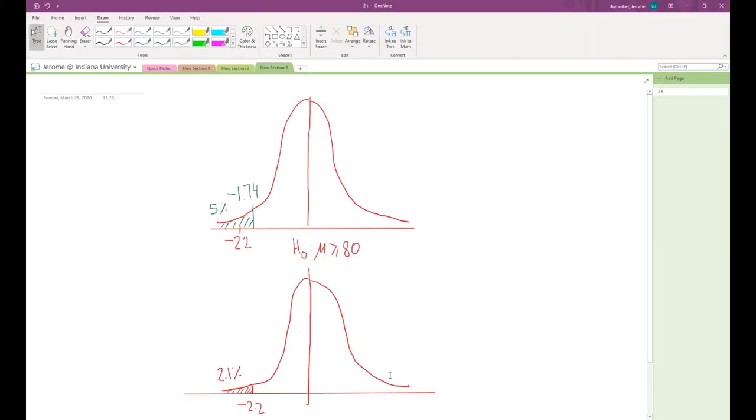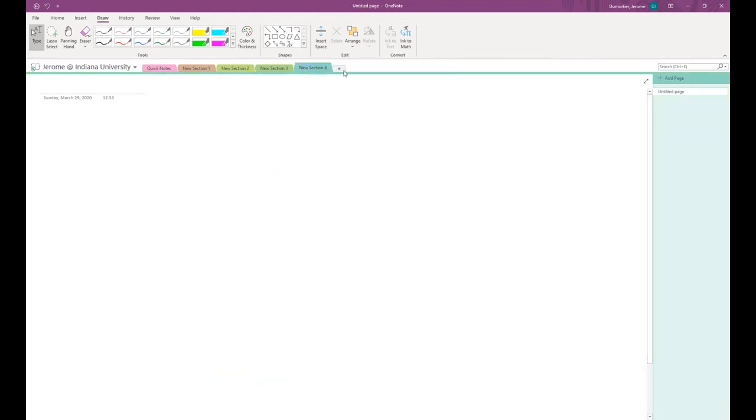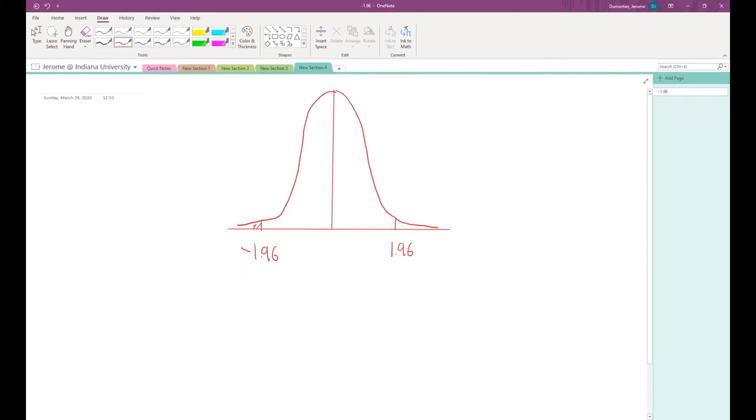So if you represent this visually, we have again our distribution, but this time it is actually the normal distribution. Okay, so we have the bell curve, and we know that at negative 1.96 and at 1.96, this leaves 2.5% on the left side and 2.5% on the right side. And in here, we have 95%.